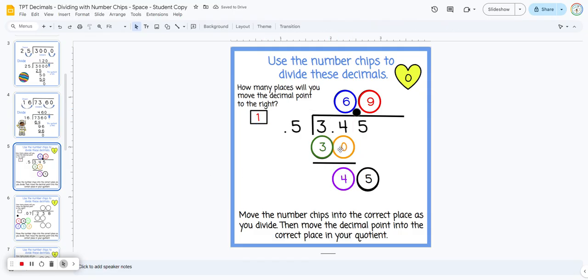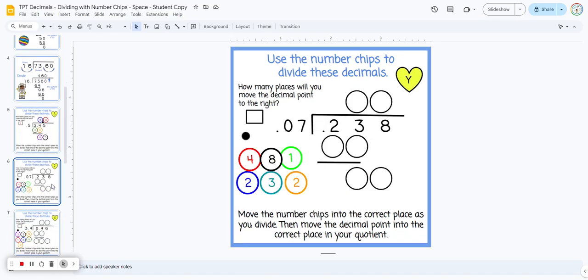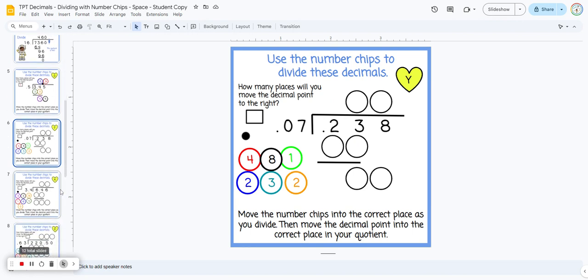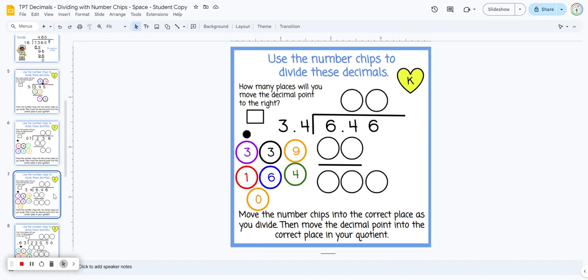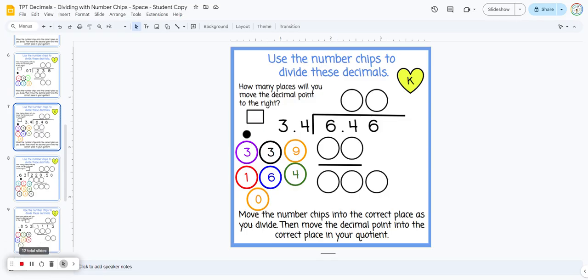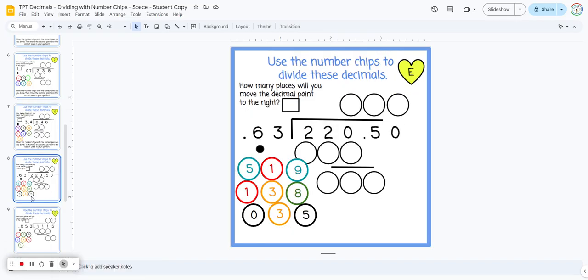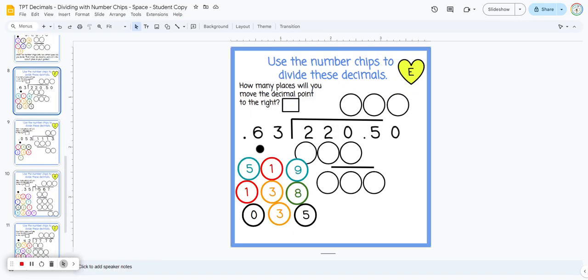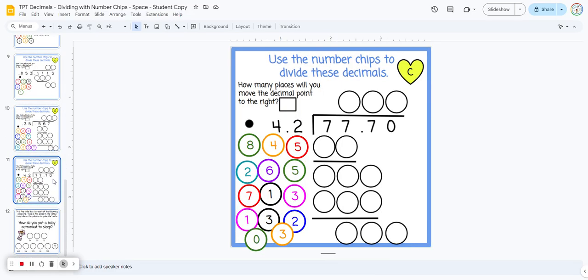Now you'll notice on all of these problems there is a letter and a yellow heart. So on the final slide there will be a space riddle that they're going to solve by matching that letter to their answer. So they've got a few more to solve. These get a little bit more difficult as they go. Some of these are going to have to do some guess and check. So here you can see it gets a little bit longer.